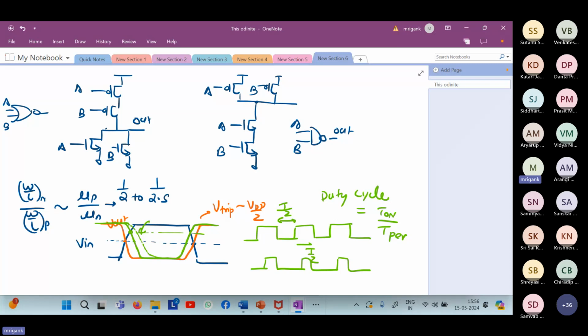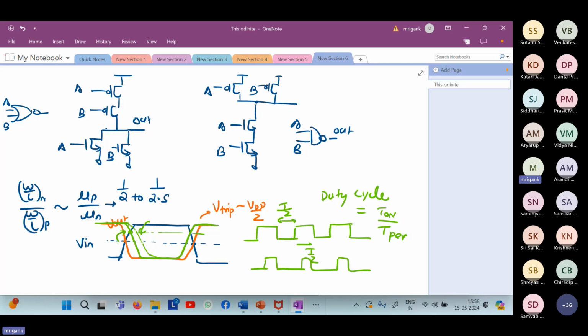So what I said is that from the orange curve to the green curve, first I asked what is the sizing which is going to lead you from the orange curve to the green curve. Because it is taking a higher input voltage to turn the output down, definitely NMOS has become weaker, PMOS has become stronger. So moving from the orange curve to the green curve, the PMOS size has increased, NMOS size has reduced. The PMOS strength has increased, NMOS strength has reduced.